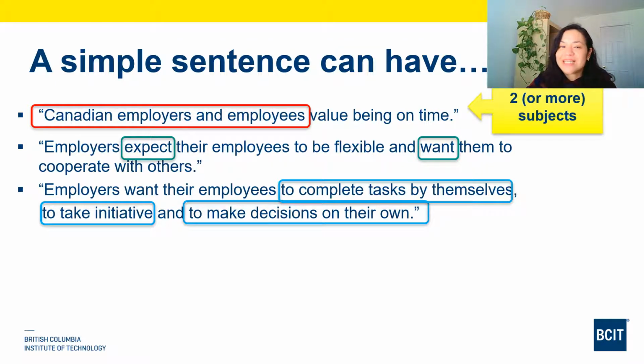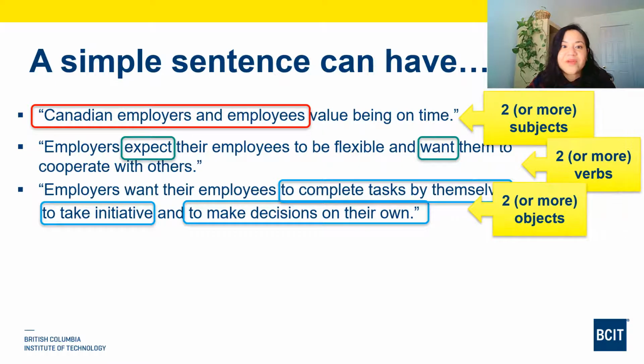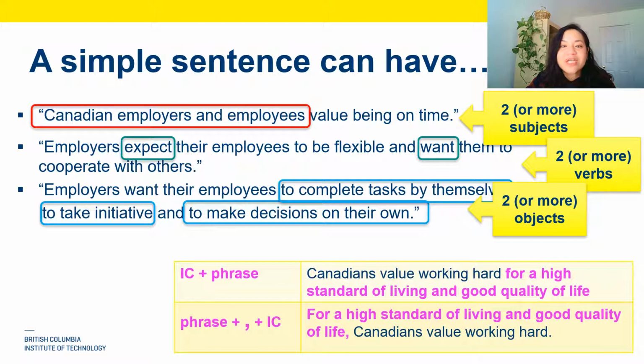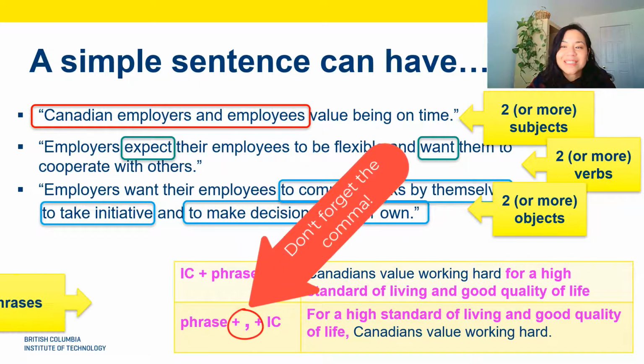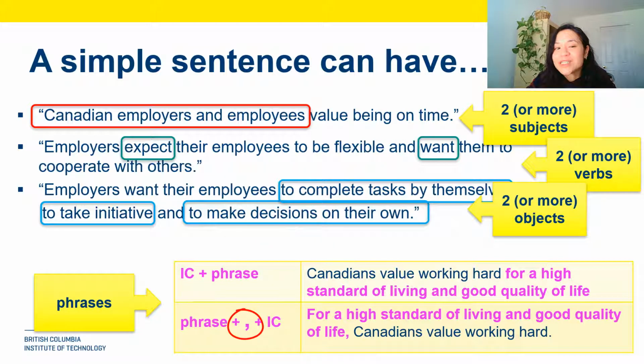First, a simple sentence can have two subjects. Also, a simple sentence can have two verbs. Next, a simple sentence can have different objects. Finally, a simple sentence can come with a phrase, which can come before or after the independent clause. So actually, a lot of people think a simple sentence is short, but that's not always true.